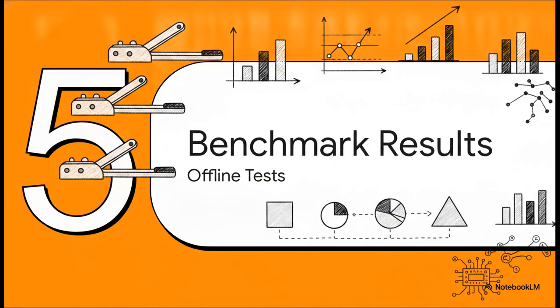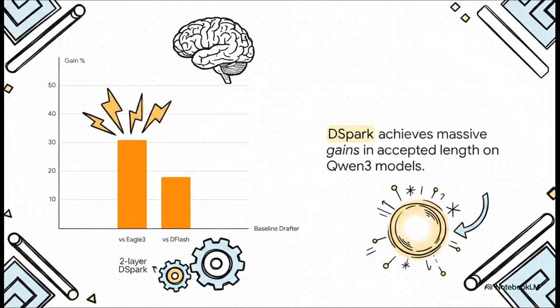Let's put these 3 levers to the test and look at the hard data from offline tests across some different model sizes. The jump in performance is just undeniably clear here. DSpark beats both baseline drafters significantly when it comes to accepted length across Qwen3 models. We're looking at gains of up to 31% over Eagle 3 and up to 18% over DFlash. In fact, this architecture is so remarkably efficient that a tiny 2-layer DSpark setup actually outperforms a full 5-layer DFlash setup. That's a massive win.